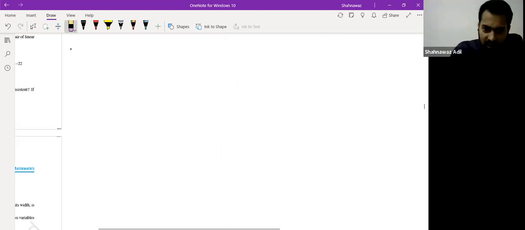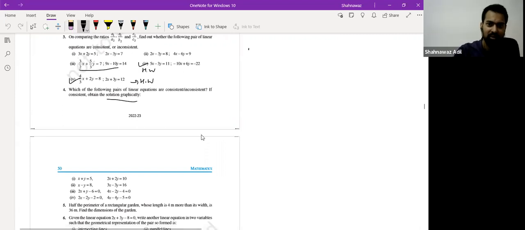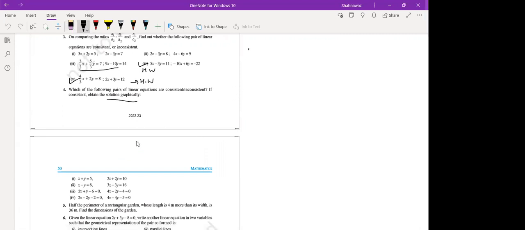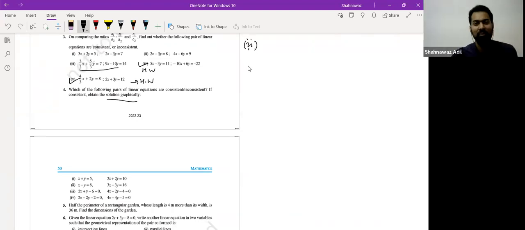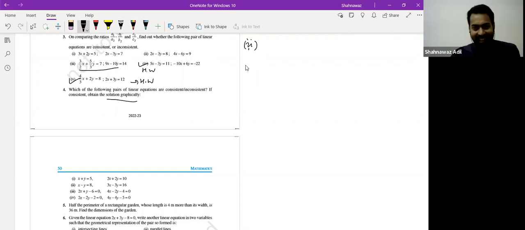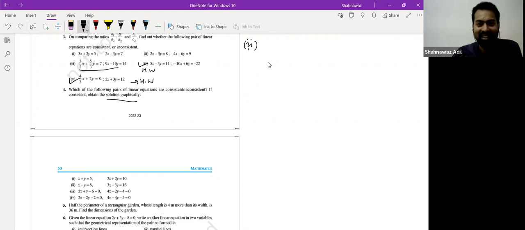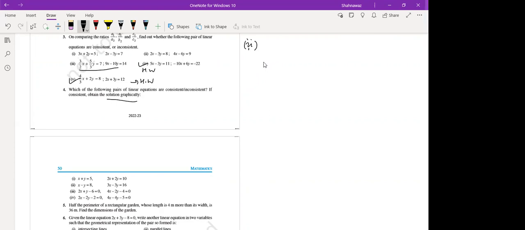Okay, so let's just do the next question, right? So again, Tala, your number, right? Yes. And if by any chance your luck is good and you got an inconsistent one, then you will not have to make the graph. If at Rizwan's time he gets a consistent one, then he will have to make a graph, right?